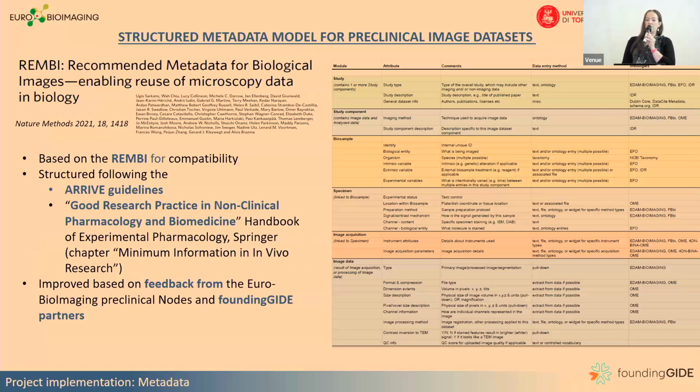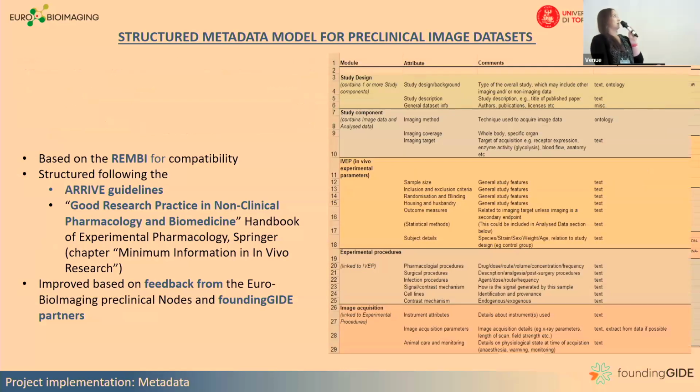So the metadata model is based on the REMBI that has been mentioned before during this meeting. And it is also then structured and modified following the ARRIVE guidelines, which is the animal research and reporting of preclinical experiments. Then there are some other guidelines that we're following. Then this has been developed then based on feedback from the Euro-BioImaging nodes and then the partners in foundingGIDE.